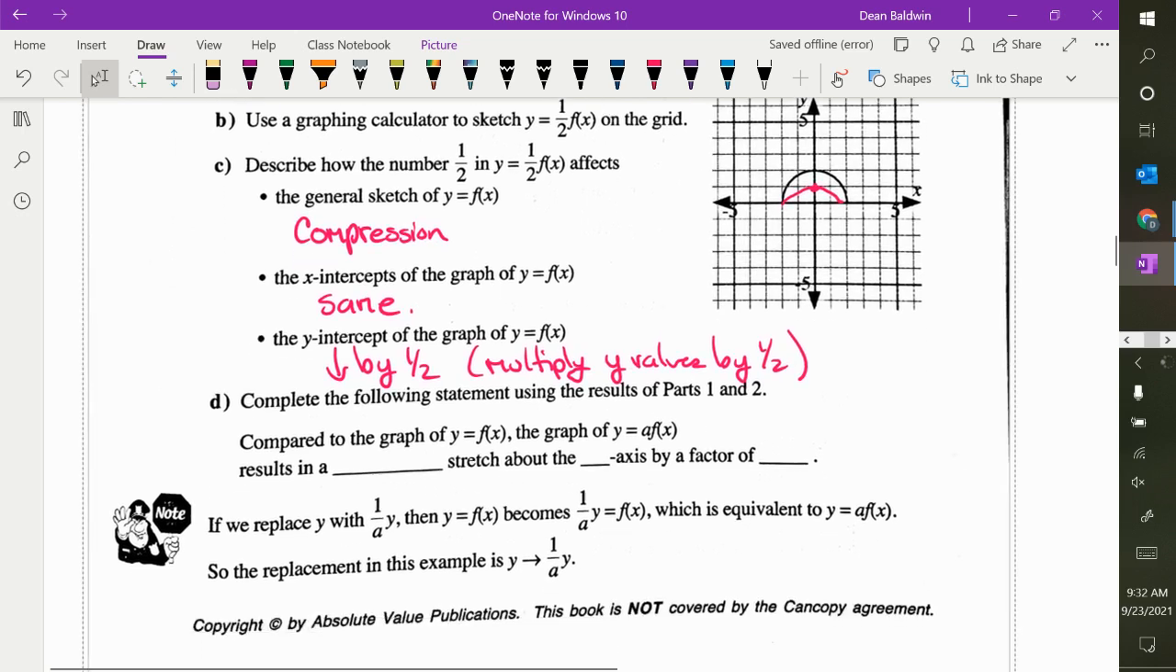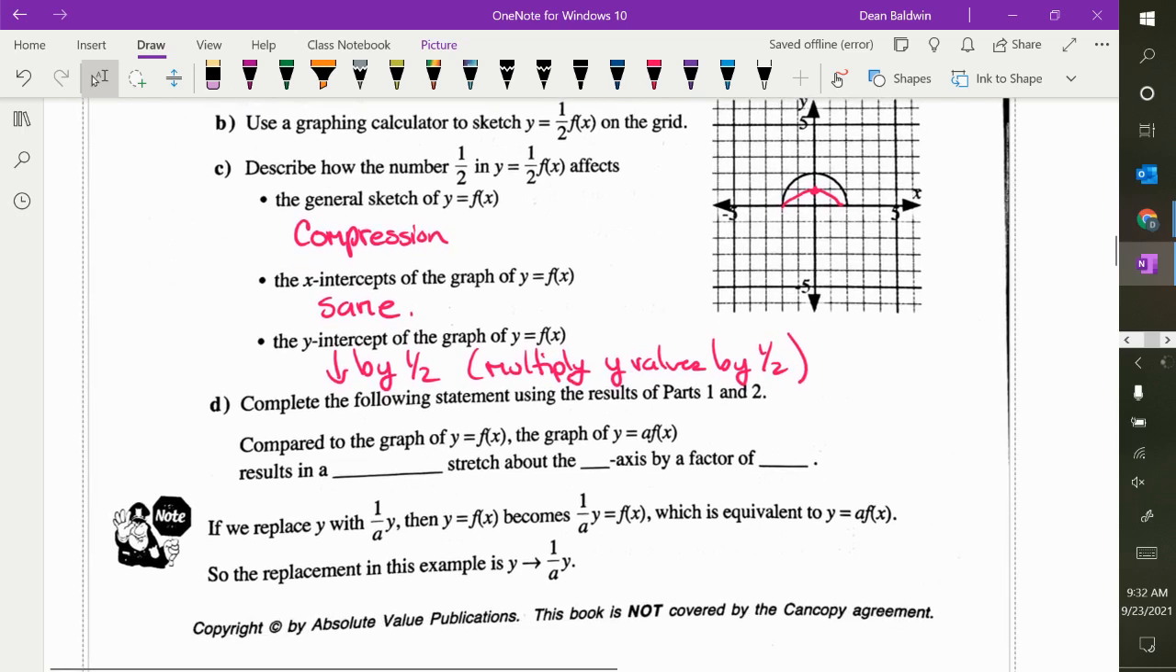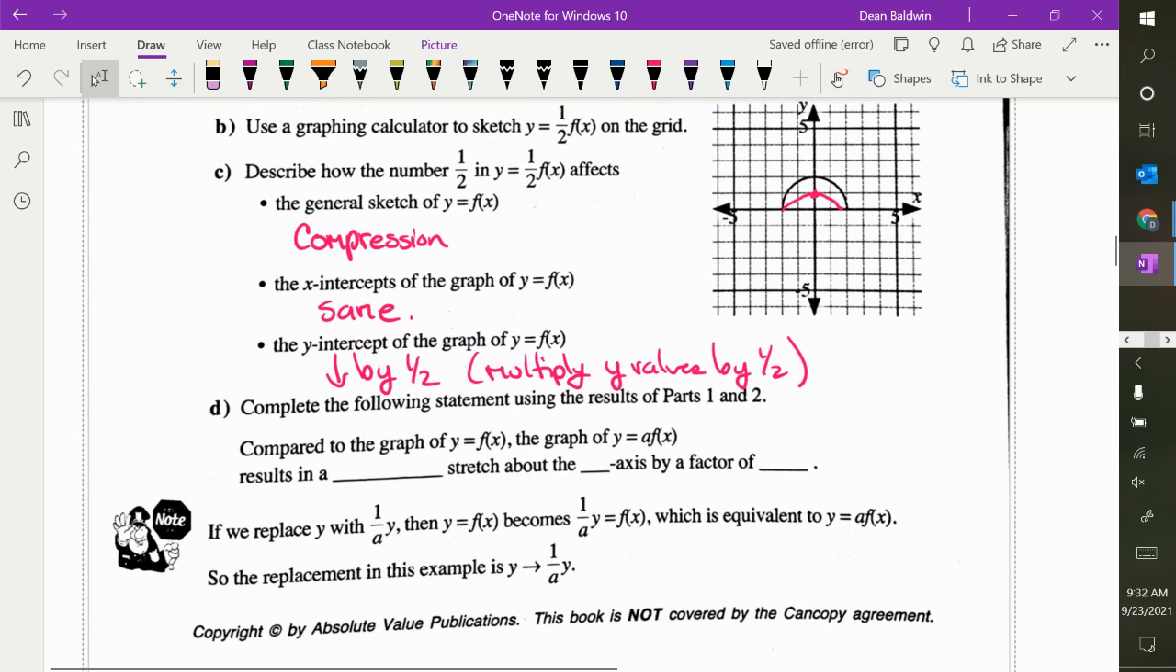Okay, are we all right? This is called an a value. When you put a number right in front of the function, we call it a. Other books will use a different symbol, but this book uses a, so we'll call it a. If we put an a in front of it, it results in a horizontal or vertical stretch.